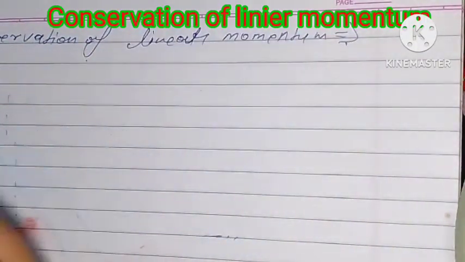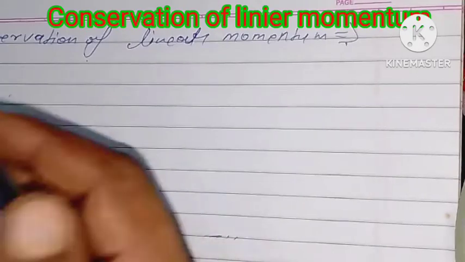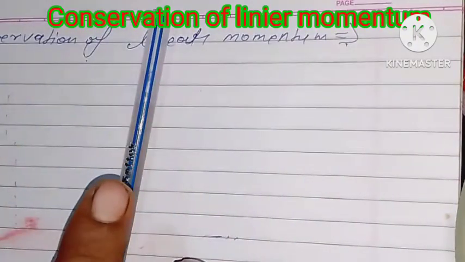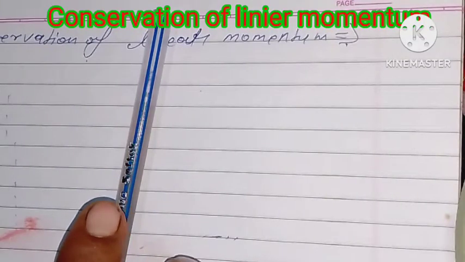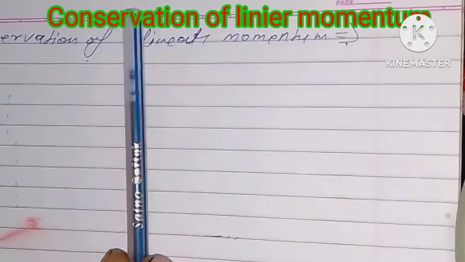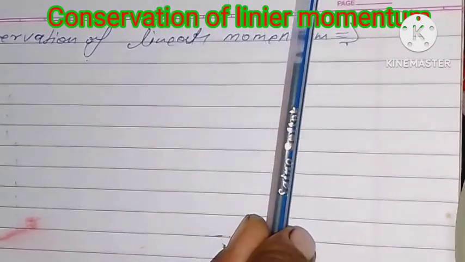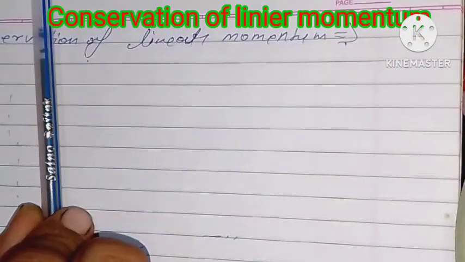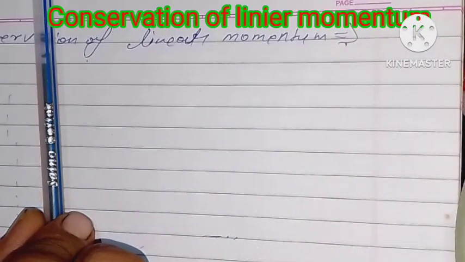According to Newton's first law of motion, a body remains at rest or continues to move with a uniform velocity so long as no external force is acting on it.